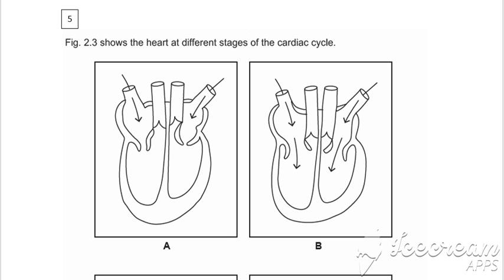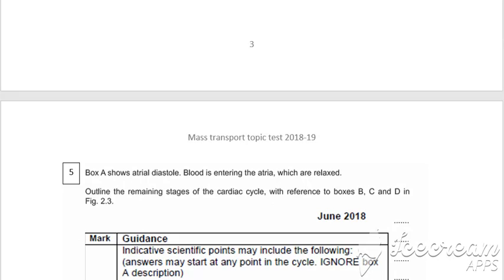Question 5. Figure 2.3 shows the heart at different stages of the cardiac cycle. And the question says box A shows atrial diastole. Blood is entering the atria which are relaxed. Outline the remaining stages with reference to boxes B, C and D.